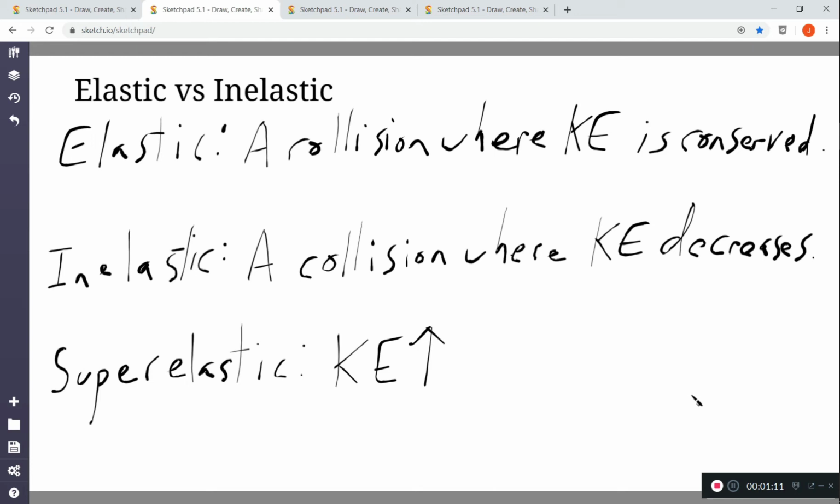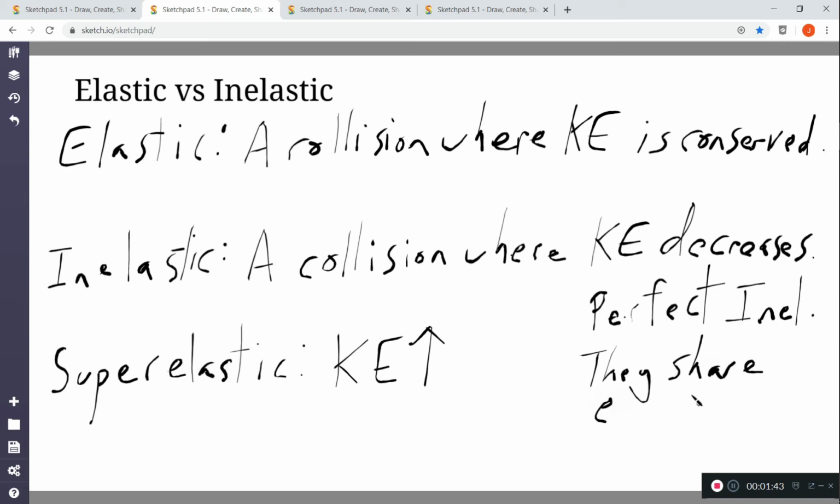Now, perfectly inelastic is kind of like the lowest you could possibly go, right? In a given situation. That just happens when they end up splitting the momentum equally between them. So if we want to know specifically what perfectly inelastic is, they share equally. And it creates a low bound for how much kinetic energy we can lose within a system.